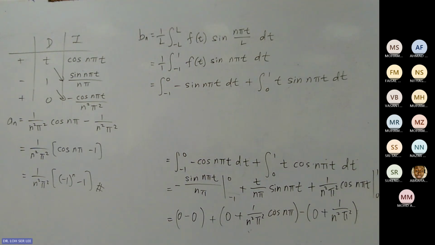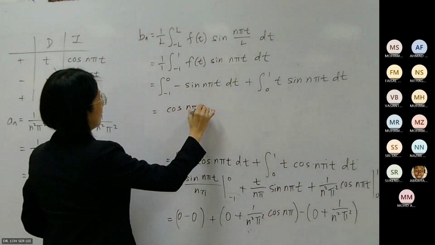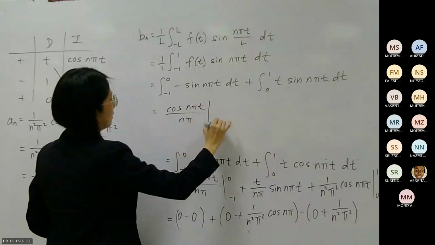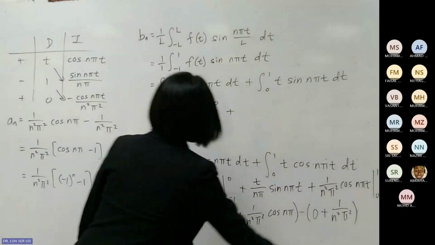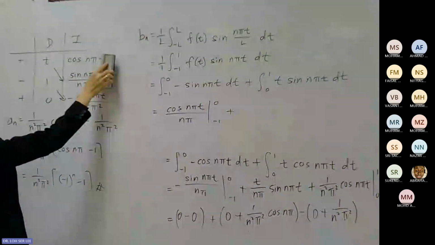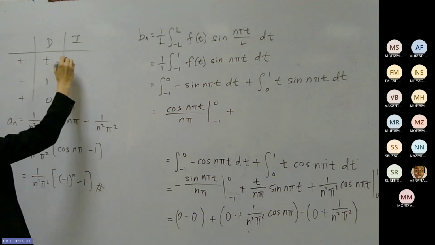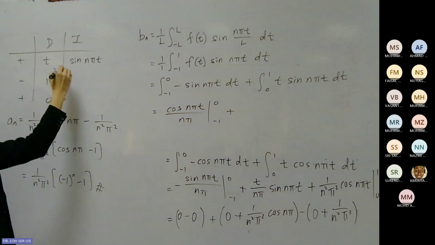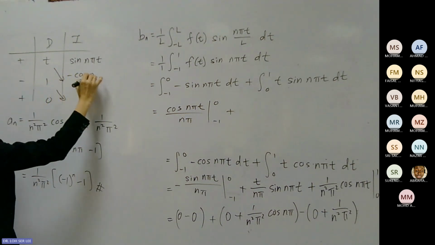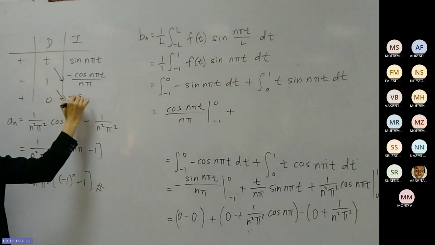Integrate negative sine, we get a positive cos. Have you ever met that? Sine of n pi t. Integrate sine, get a negative cos n pi t. Integrate negative cos, get negative sine.